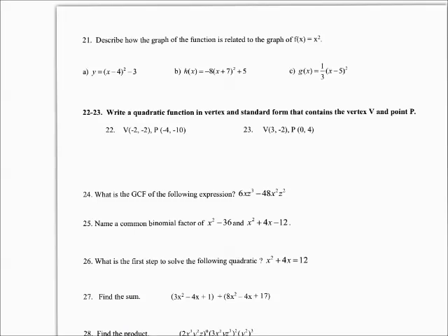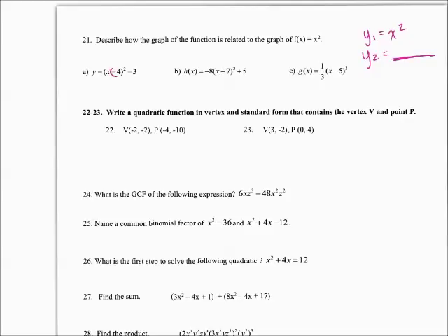On number 21, we're going to describe how each of those is compared to the parent quadratic function, which remember is not always going to be given to you, so you need to memorize that that is y equals x squared. You can put these in the calculator. If you do, in y1 you would put your parent function, and then in y2 you would put whatever the problem is, and then you would graph it and compare. I think it's easier just to do it by hand.